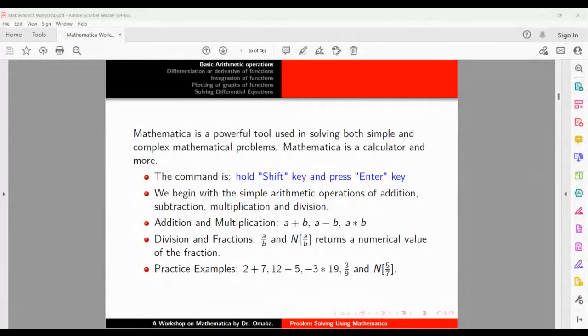All right, so let's see how we can use it. Let me go to Mathematica and do some of these examples. So let me add. Okay, one minute. Let me share.